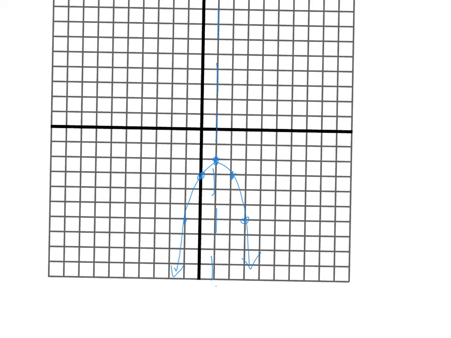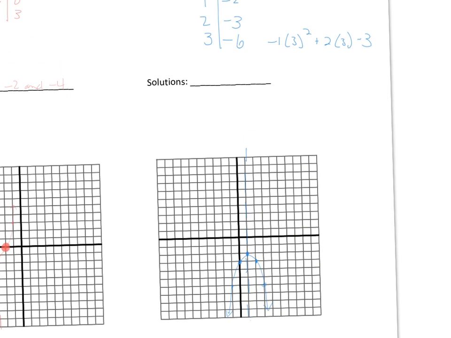Okay, so again, we're looking at our solution, and where do we see solution? Where does it cross? It doesn't cross, so then that would be a no solution.